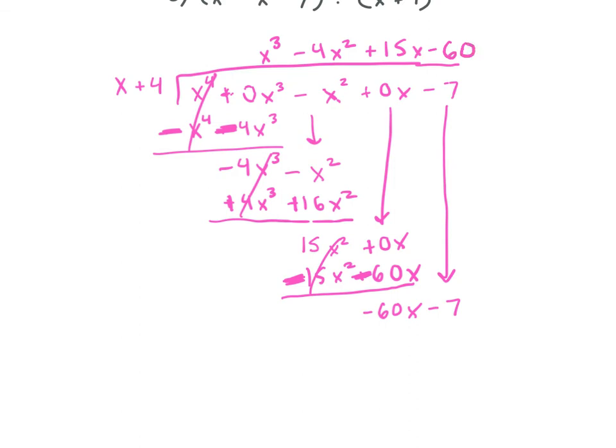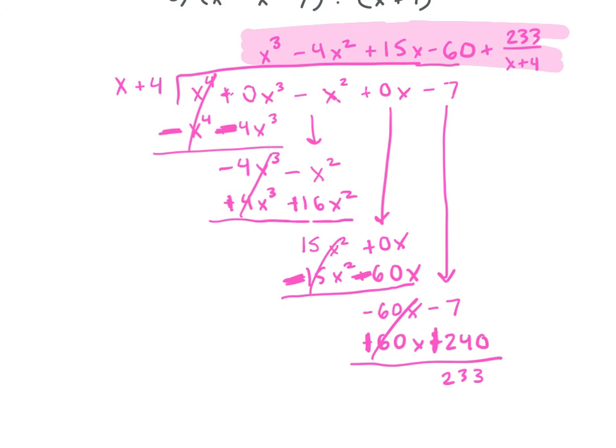So now we multiply. Negative 60 times x would be negative 60x. What's negative 60 times 4? What's 6 times 4? 240. Negative 240. Got to change signs, so positive and positive. Cancel. What is negative 7 plus 240? 233. What do we do next? Plus 233 over x plus 4. Perfect. So this is our answer.